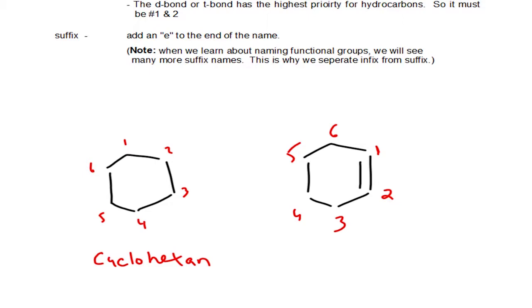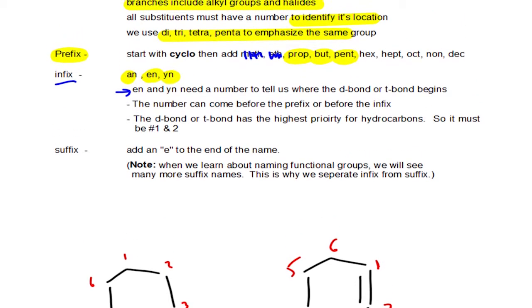We'll learn more suffix rules in the next video, but for now, add an E. So here, it's a cyclohex, and now there's a double bond, so it's an ene, E-N, and then add the suffix E. Now here's the thing. Like I wrote in this note up here, you have to specify where the double bond is located.